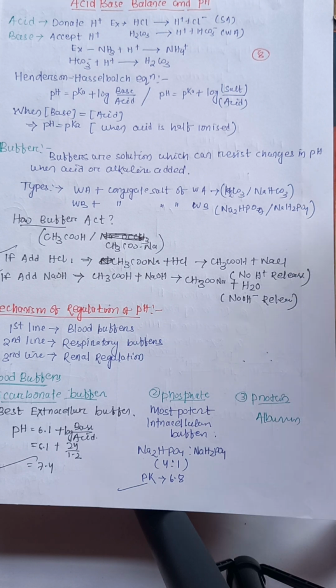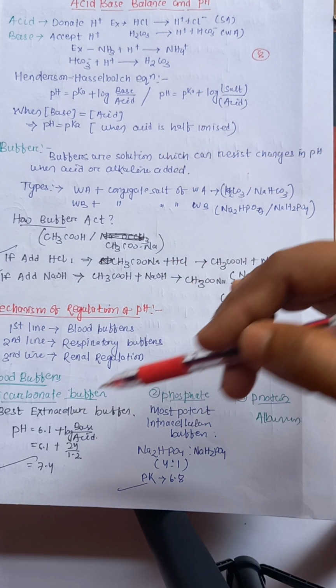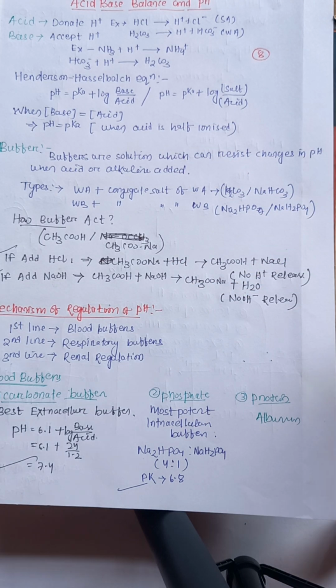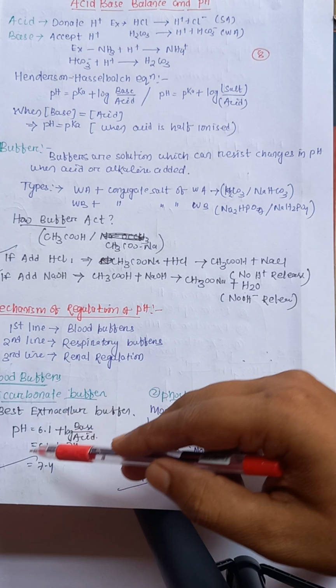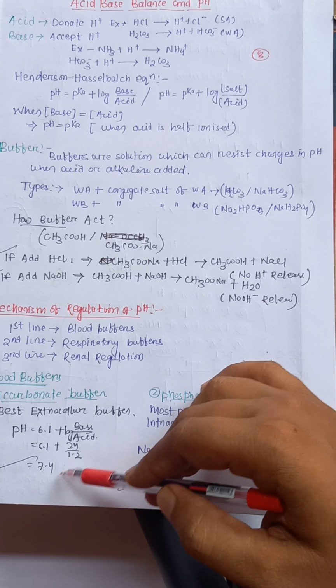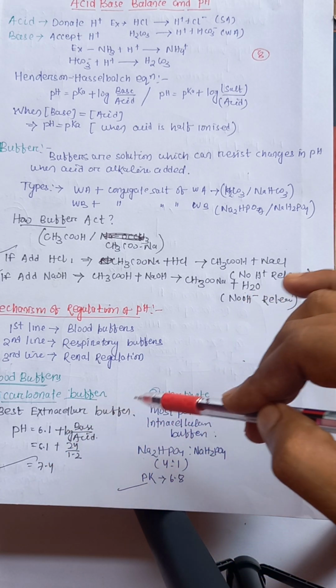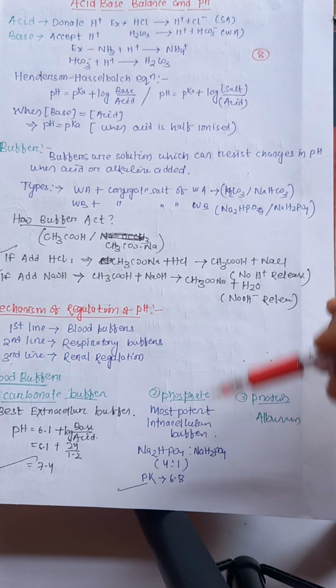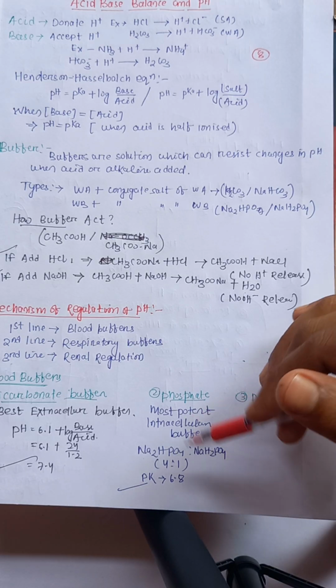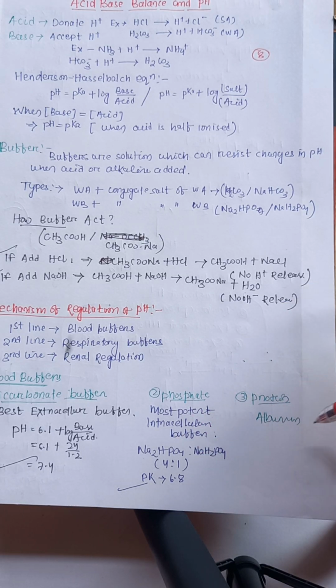This is the mechanism. Regulation of pH is by three mechanisms: one is the blood buffer, another is the respiratory buffer, and another is the renal buffer mechanism. The blood buffer mechanism has three components: bicarbonate, phosphate, and protein, where bicarbonate is the best extracellular buffer, since its pH is around the blood pH. Phosphate buffers are also important, but they are intracellular. And protein, albumin, has a buffering action because of histidine, an amino acid.